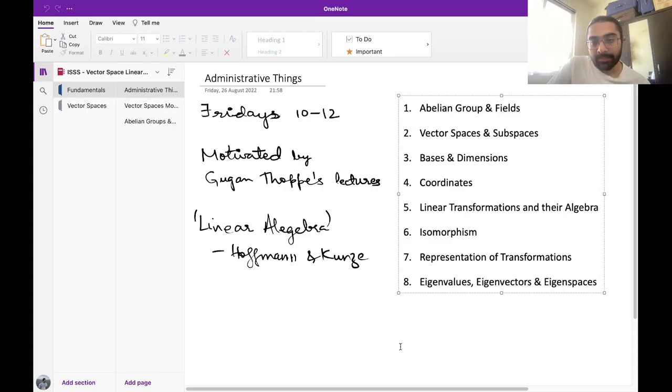I learned my linear algebra from my professor Guhan Thope last year, and so I've been trying to emulate how he taught, and see what is best for the lectures going forward. We'll be using the book Linear Algebra by Hoffman and Kunze. You might see there is almost a one-to-one mapping between the topics mentioned here and the topics mentioned in the book. So we'll follow it almost in the same format, and we'll also solve problems present in this book itself. With that, we'll start the lecture.